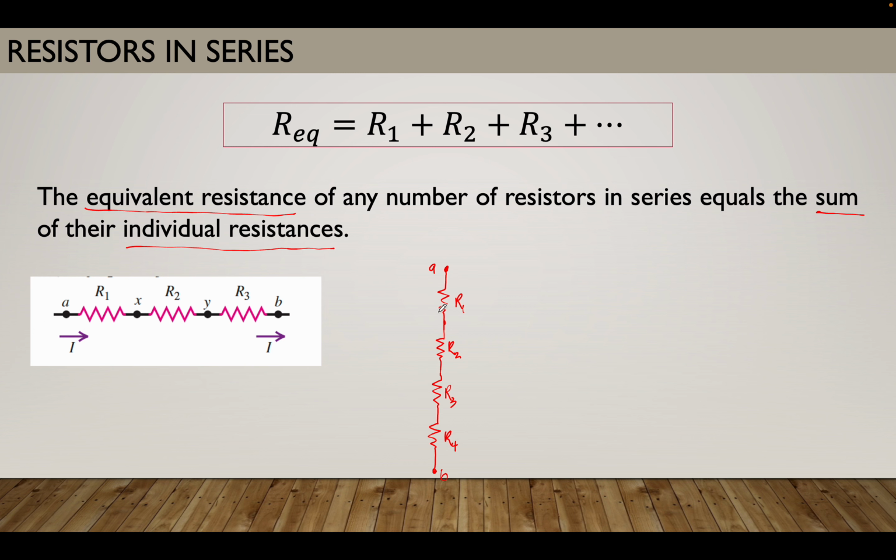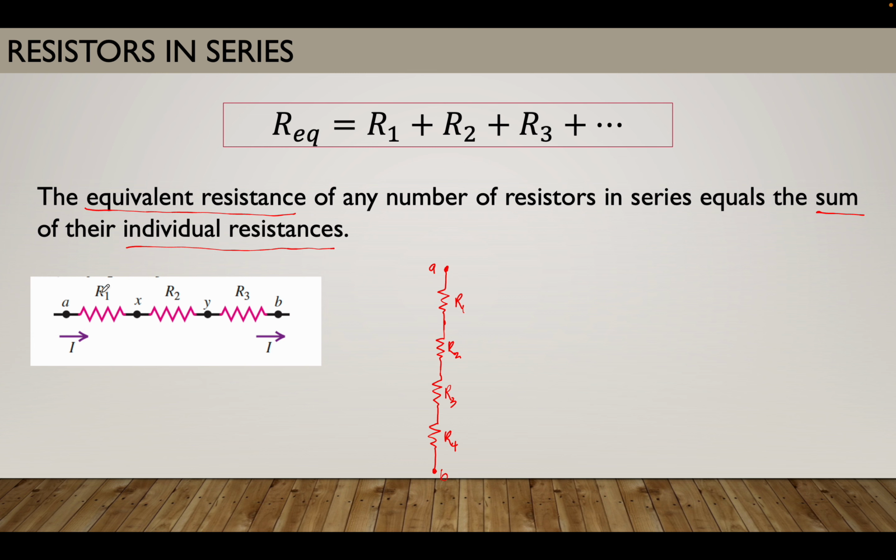Okay, so we have two options. It's either naka-horizontal or naka-vertical ang mga resistors. As long as naka-line up ang mga resistors, then we can call them resistors in series. So again, to get the equivalent resistance, it is just the sum. You just need to sum up their individual resistances.